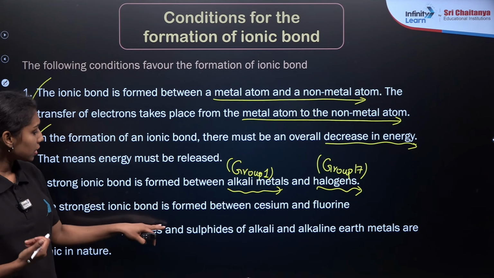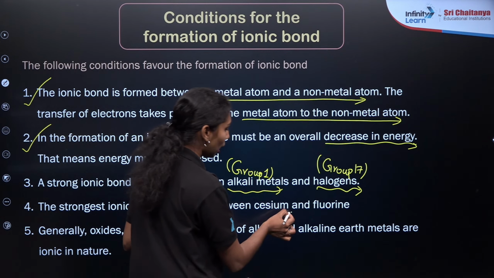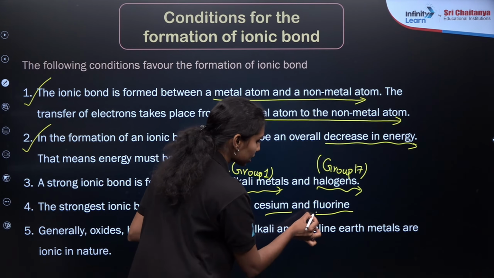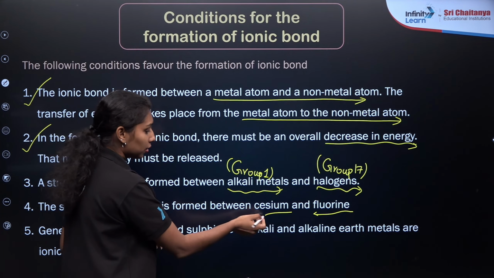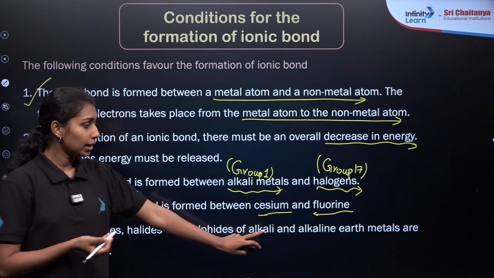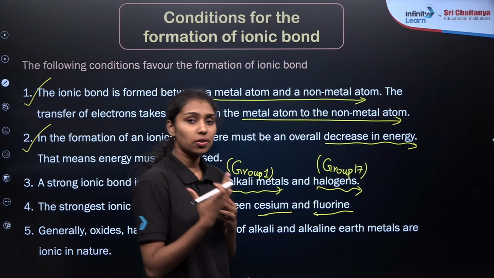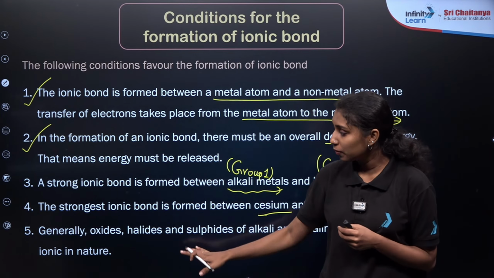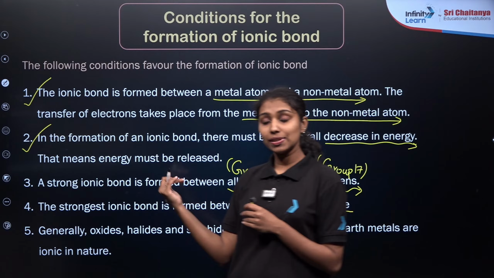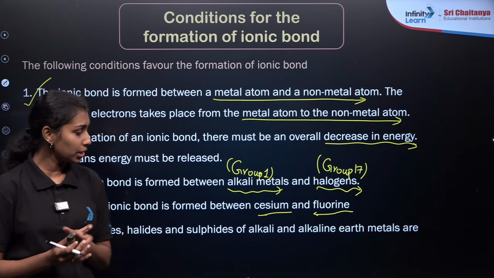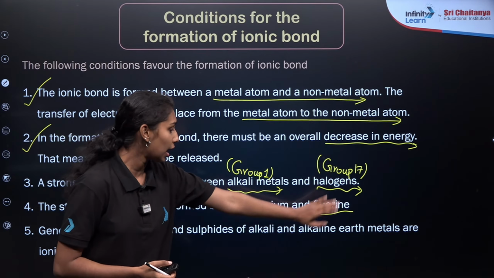Then the strongest ionic bond is formed between cesium and fluorine, right? Cesium, as we already know, is a group 1 element, or the alkali metal. Fluorine is another element, which is a halogen. So if there is any question asking which elements form the strongest ionic bond, it is between cesium and fluorine. Cesium is the alkali metal and fluorine is the halogen.